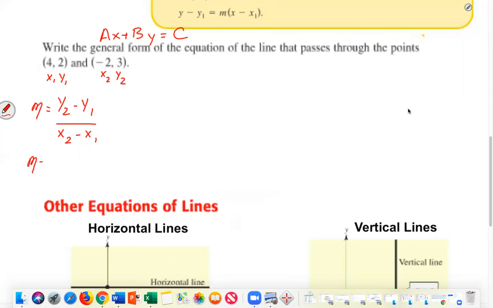So I'm going to write m equals y2 is 3, y1 is 2, x2 is -2, x1 is 4, and then I got to solve. 3 minus 2 is 1, -2 minus 4 is -6. So I have my slope of -1/6.